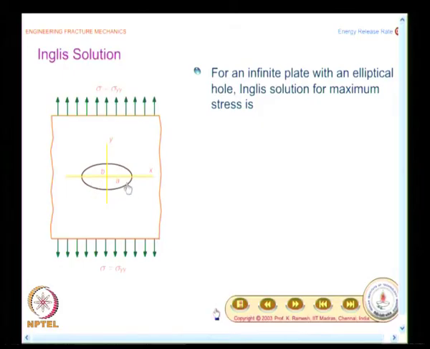Because of this, you will have a maximum stress developed at the tips of this ellipse, and that is given as sigma y max equal to sigma into 1 plus 2a by b, where a is the semi major axis of the ellipse and b is the semi minor axis of the ellipse.